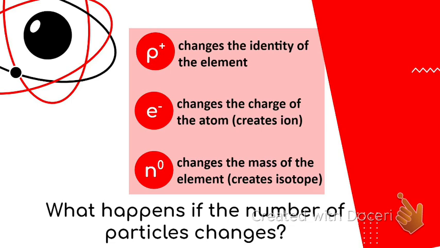Now, our electrons, whenever we change those, we're going to change the charge of our atom. And this is going to be what we call an ion. And so whenever we change our charge, we're either losing or gaining electrons. And then our neutrons, whenever we change those, we're going to be changing the mass of the element. And this is what we call an isotope. Now, different elements have different isotopes to them. Some elements only have 1 or 2 of the isotopes, while others, we have like 15 different varieties of isotopes. So they do come in a large range.